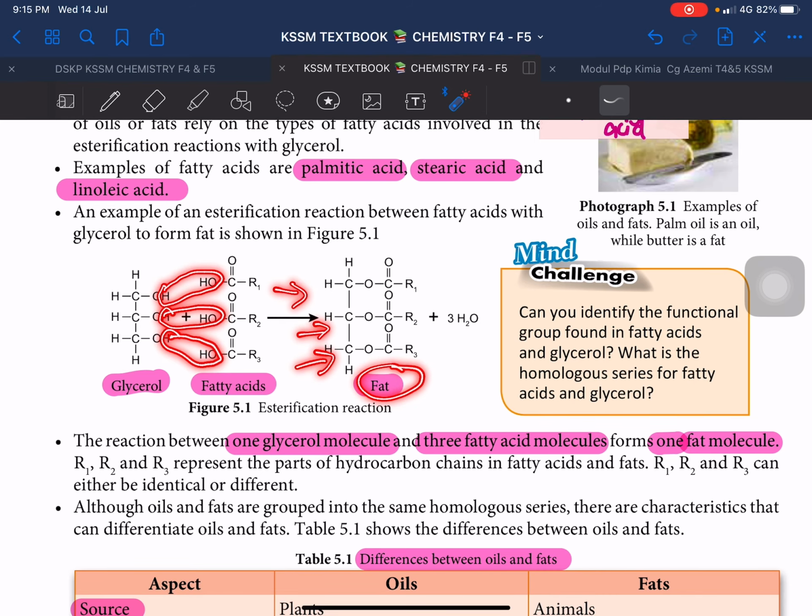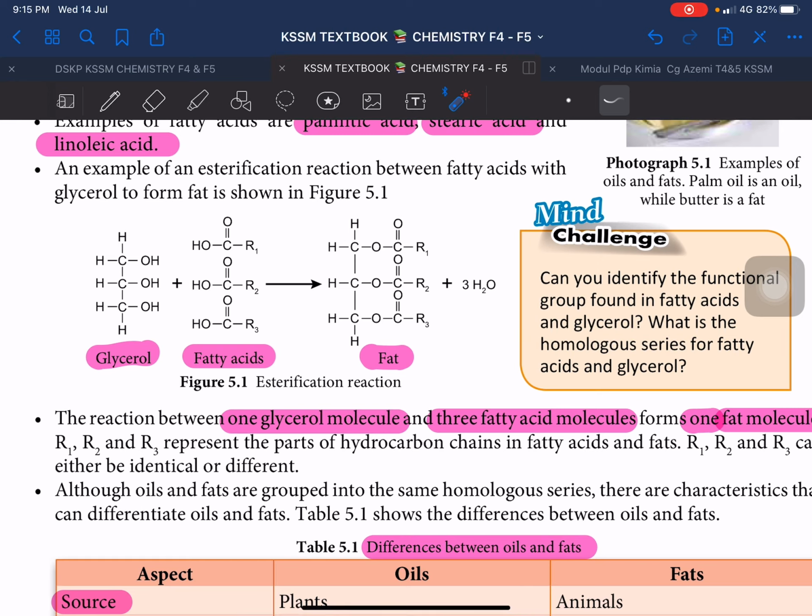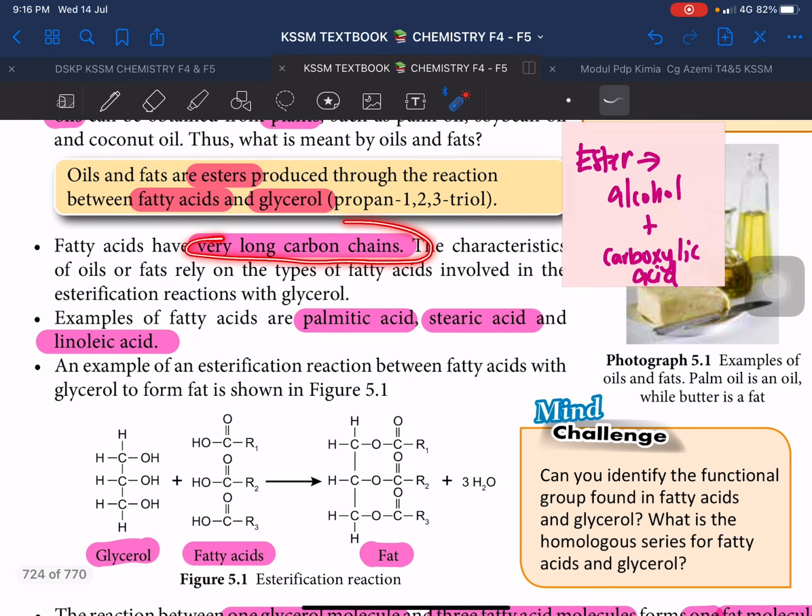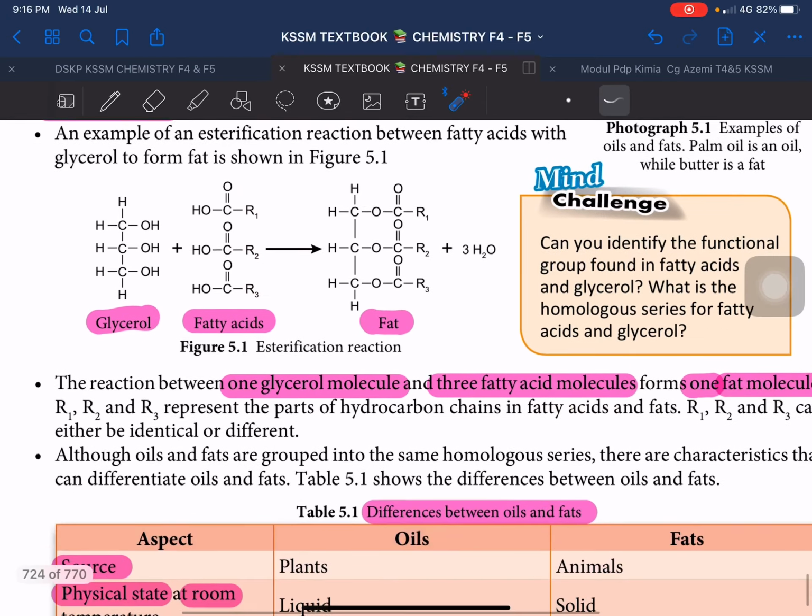It becomes fat. So, you might have this question in your mind: teacher, what are R1, R2, R3? These R1, R2, R3 represent the part of the hydrocarbon chain. What is hydrocarbon? This one, C, H, C, C, then H. This is the hydrocarbon chain, but it is going to be very long. Remember, fatty acid has a very long carbon chain. So R1, R2, R3 actually are carbon chains, long ones. That's why they are represented with R1, R2, R3.